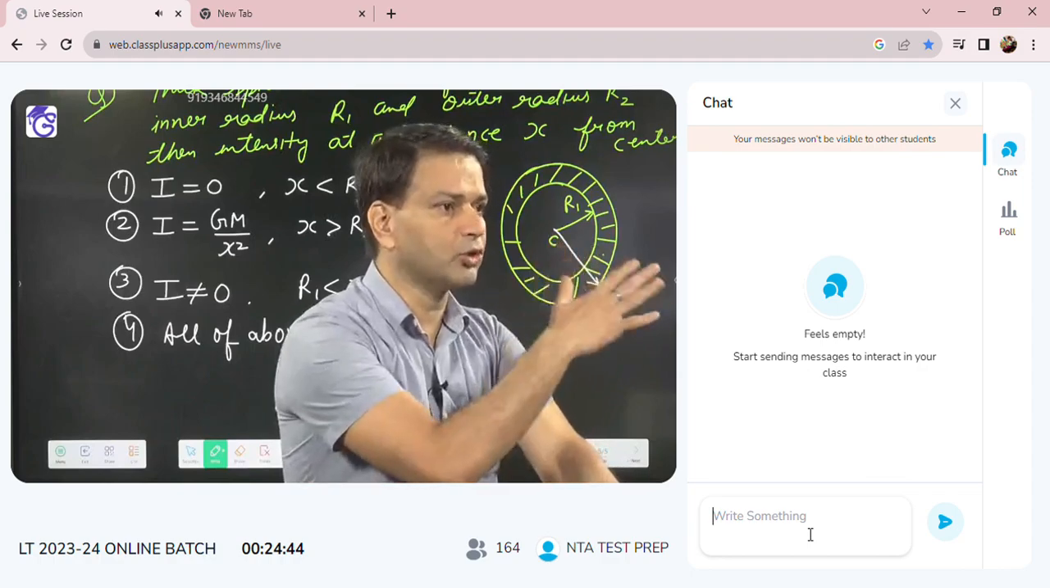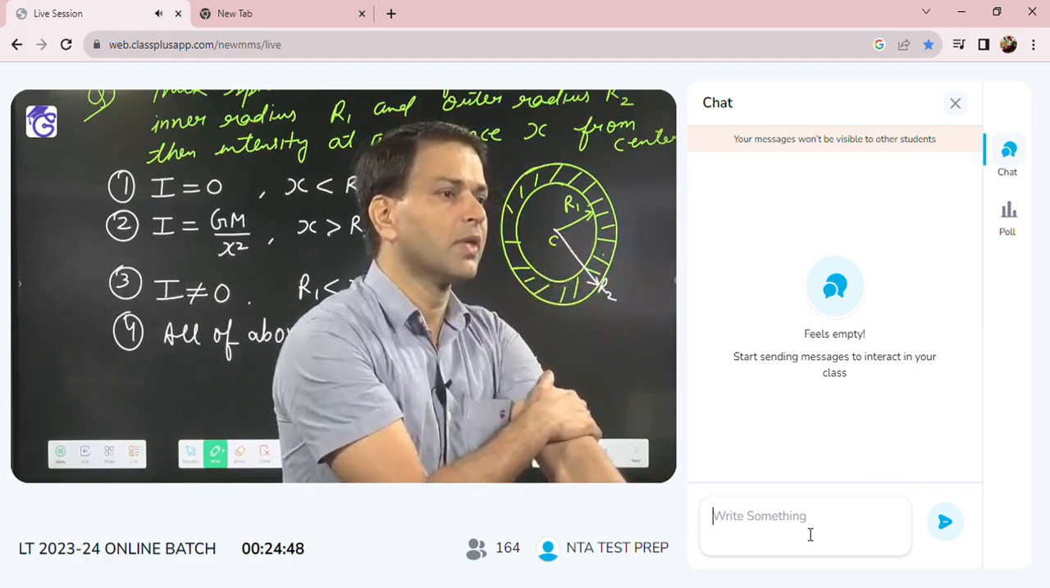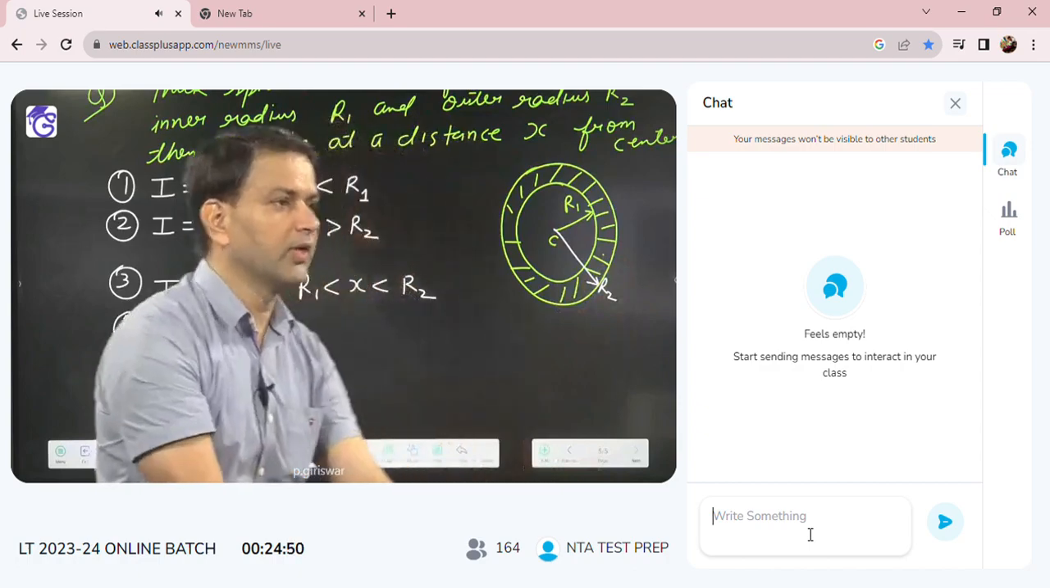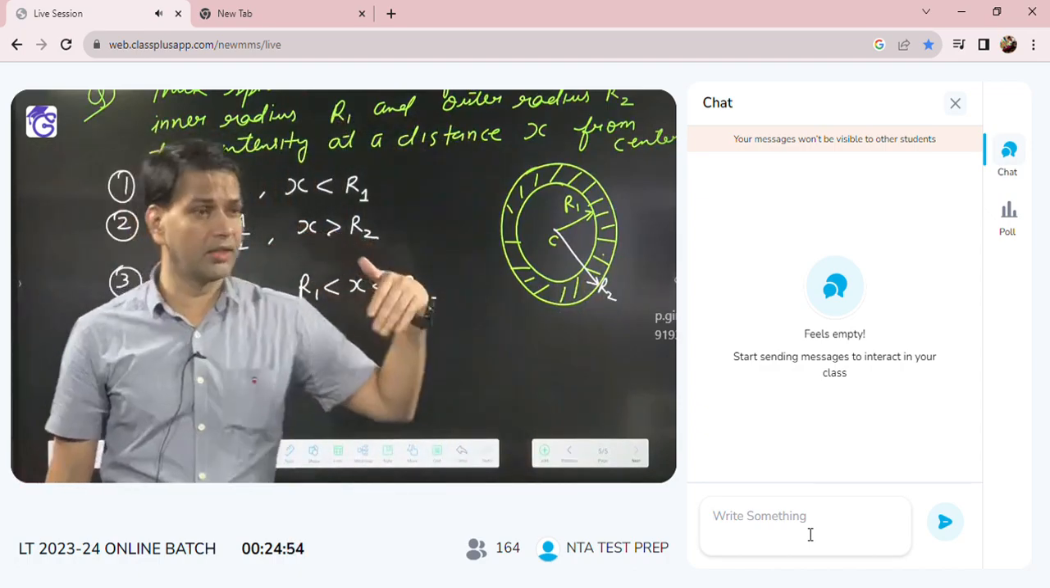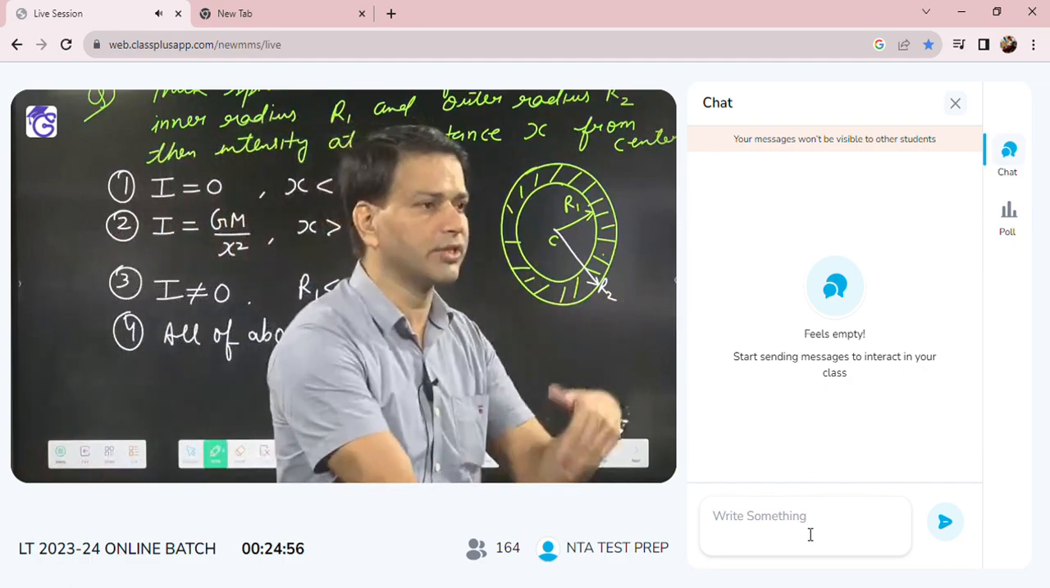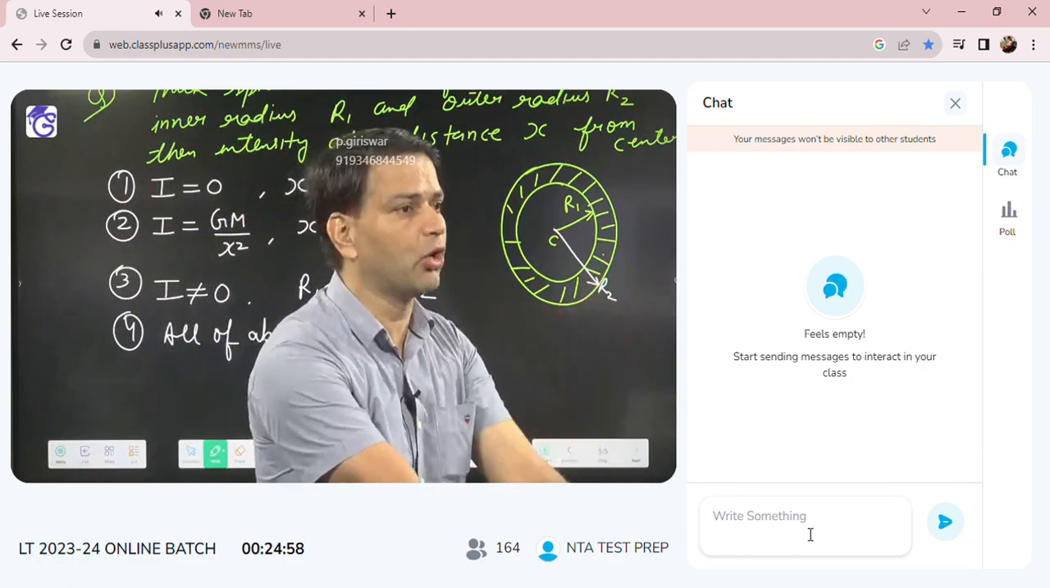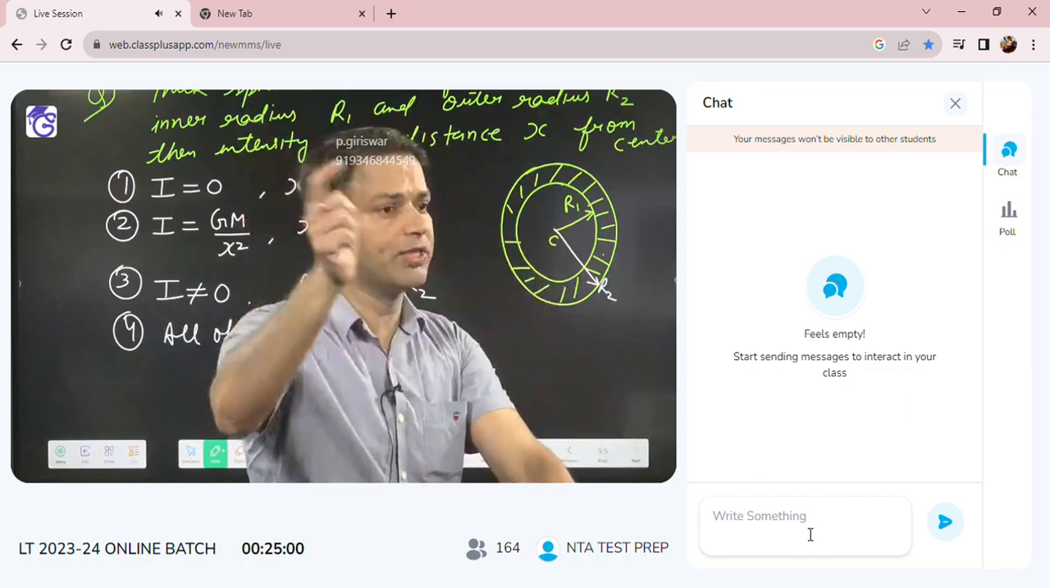So that's why the first option is right. Okay. Second option I have given: x greater than R2. X greater than R2 means the point is outside, because the outer radius is R2, and more than R2 means the point is outside.